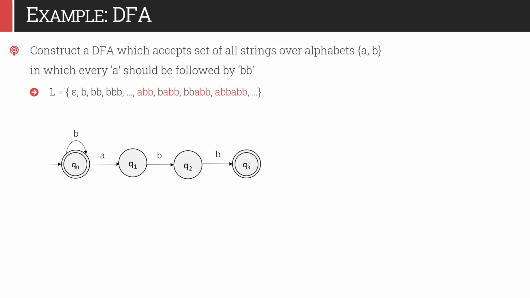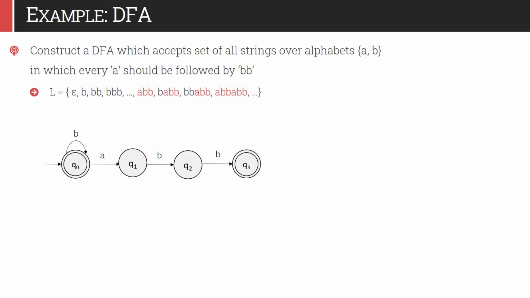But abb could be anywhere in the string, right? At the beginning, at the middle, at the end, etc. So we have to adjust the arcs so that we can produce all the strings of L. Right now it generates very few of them. So from each state, we have to check whether both the transitions can be generated or not. It's not always possible to add all the transitions from all the states. Some transitions might lead to a dead state.